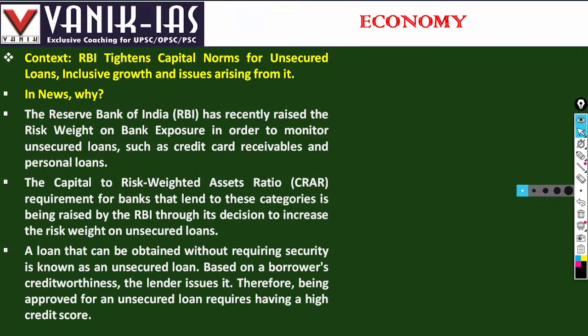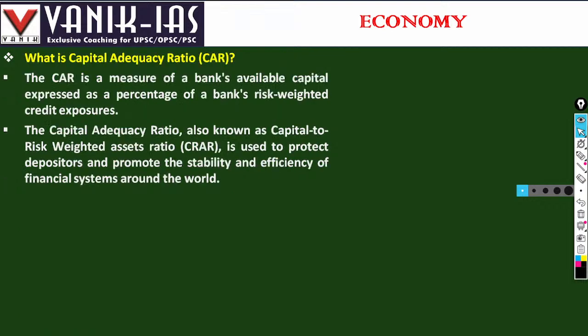So a loan that can be obtained without requiring security is known as an unsecured loan. Based on a borrower's creditworthiness, the lender issues it. Therefore, being approved for an unsecured loan requires having a high credit score for the customers. If a customer wants to get an unsecured loan, he must have a high credit score in the CIBIL list.